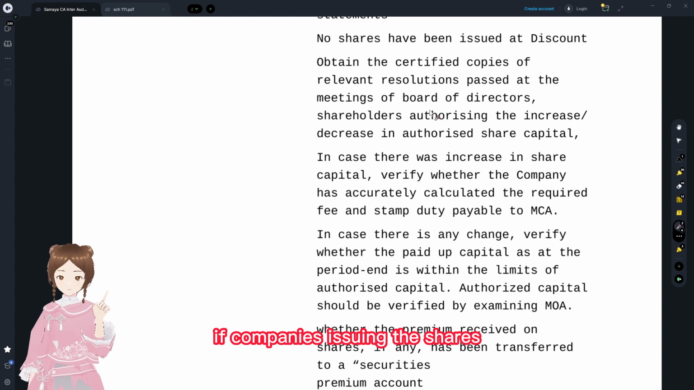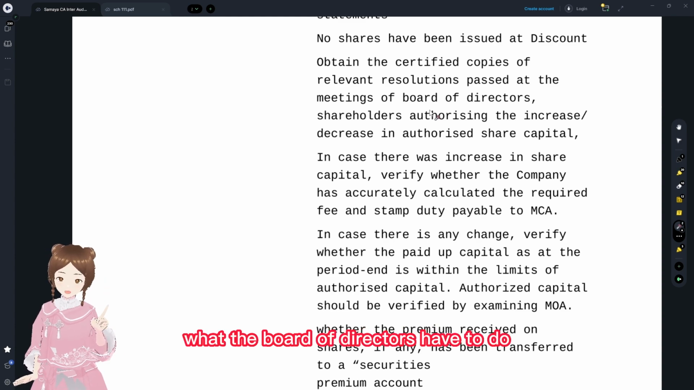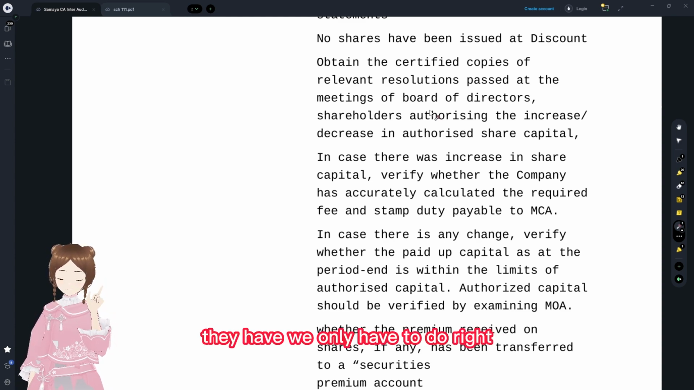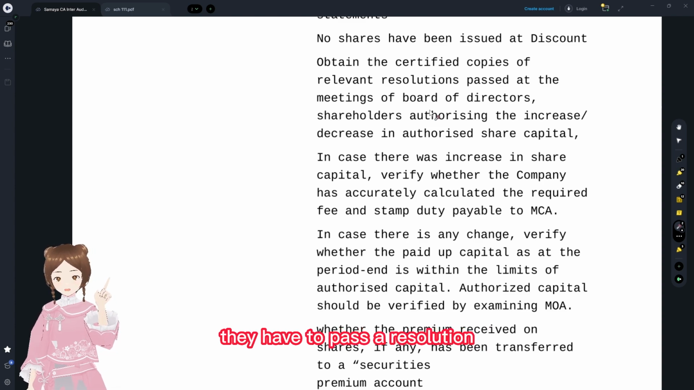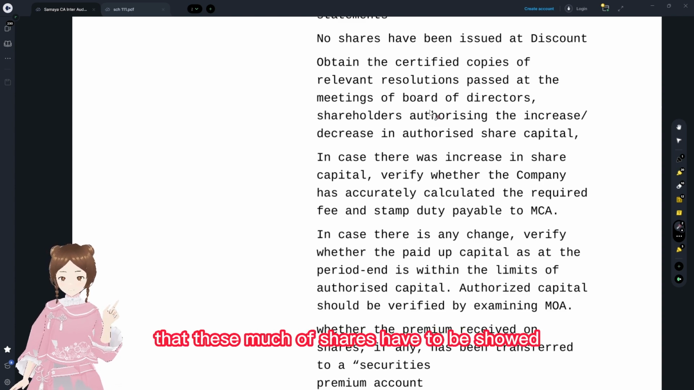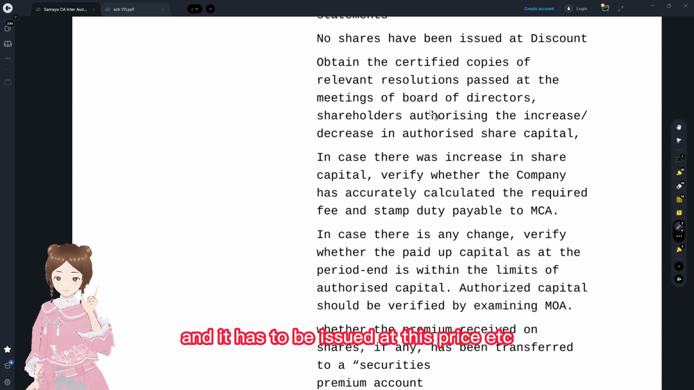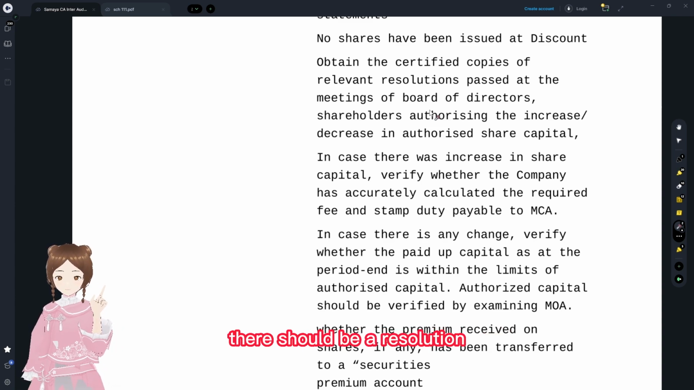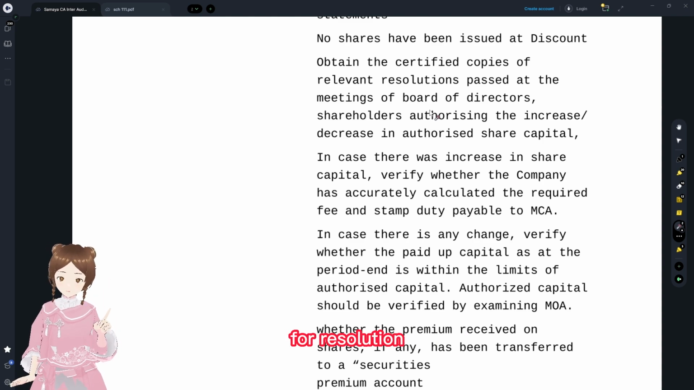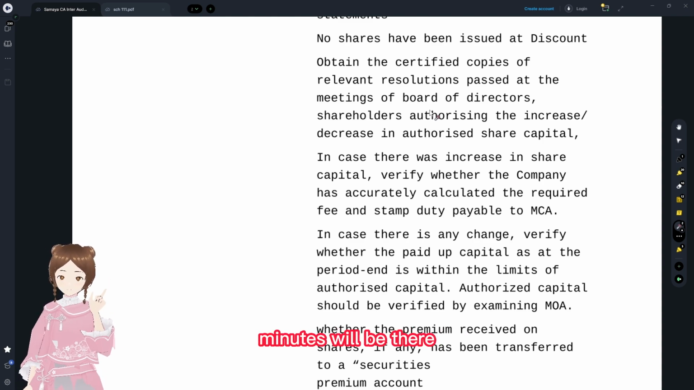If the company is issuing shares, the board of directors have to pass a resolution that this many shares have to be issued and these have to be bought back, and that it has to be issued at this price, etc. There should be a resolution that has been taken. For resolutions there are meetings, and for meetings, minutes will be there.